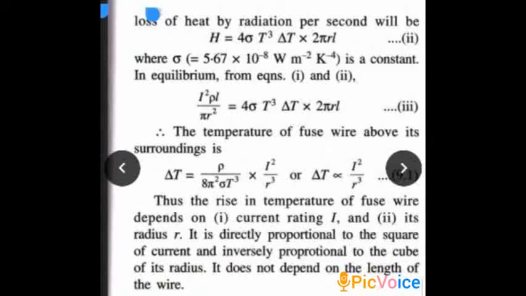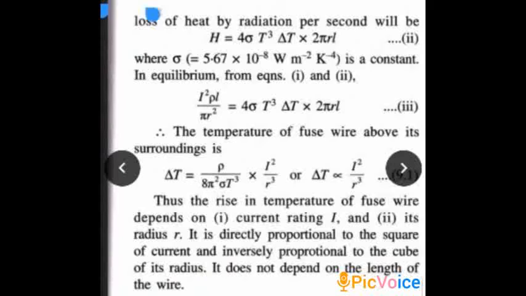And the temperature of the fuse wire above the surrounding will be how much? That is the delta T. Get the same expression, make delta T the subject, you will get this. Then it will become L square, because there are two L, LHS and RHS, so it will get multiplied. And finally you get delta T is equal to rho upon 8 pi square sigma T cube into I square L square upon r cube.